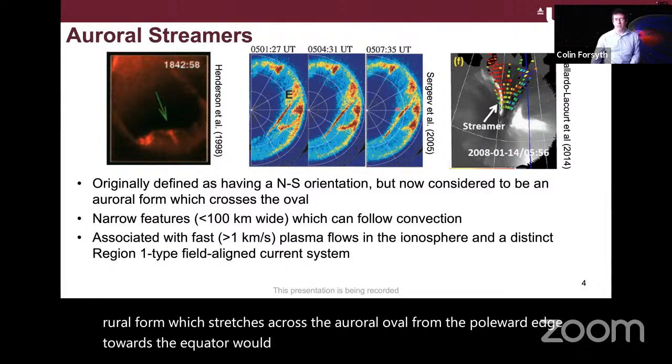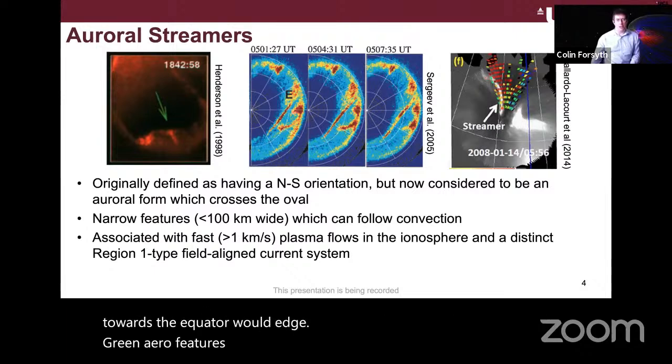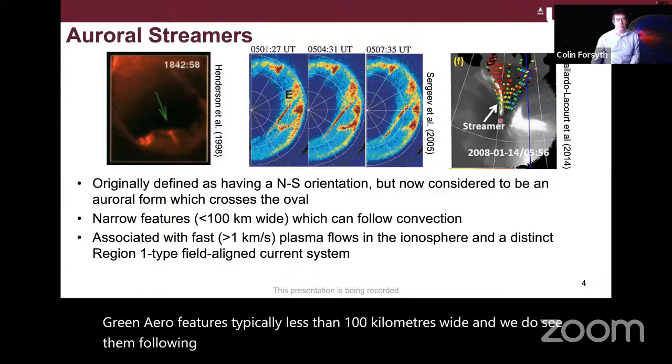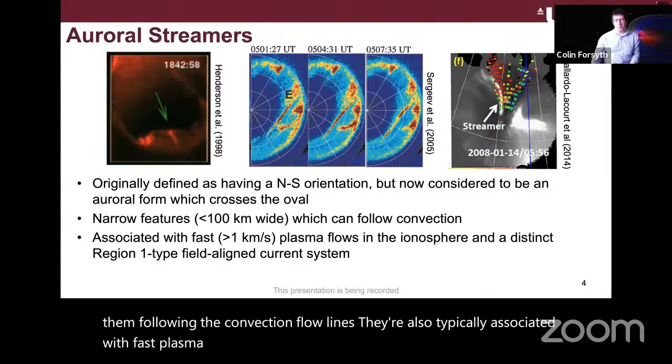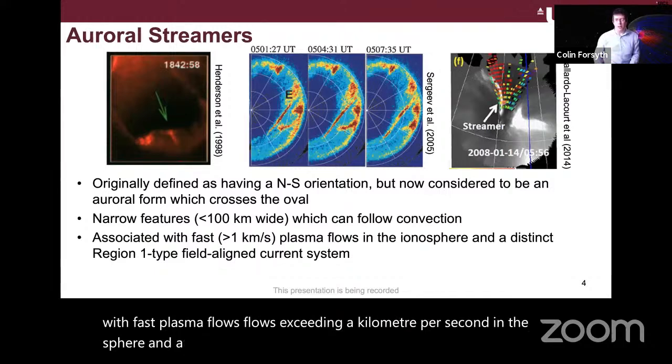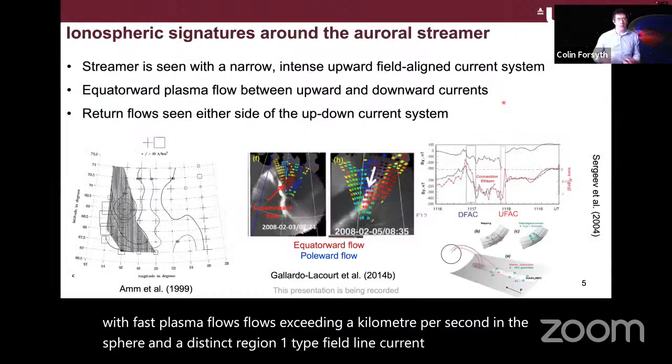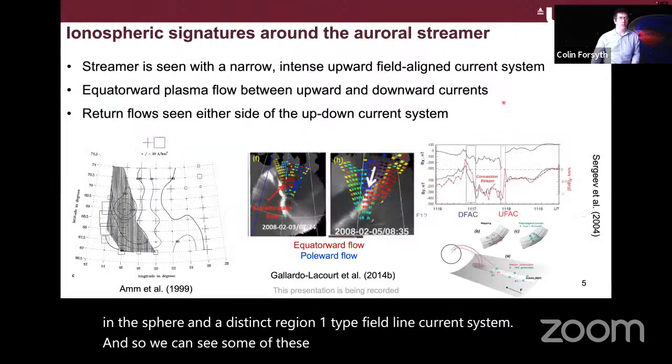They're very narrow features, typically less than 100 kilometers wide, and we do see them following the convection flow lines. They're also typically associated with fast plasma flows, flows exceeding 1 kilometer per second in the ionosphere, and a distinct region 1 type field line current system. We can look into these in more detail.